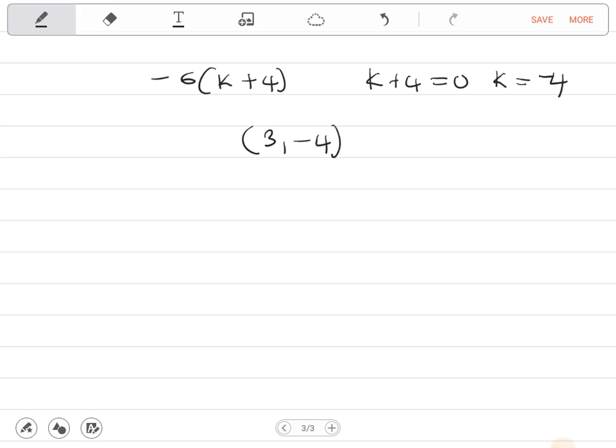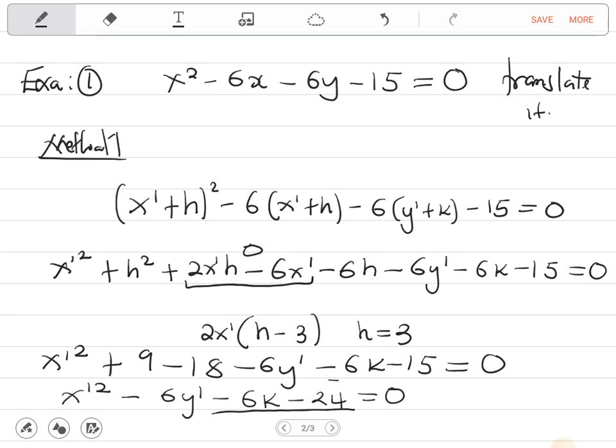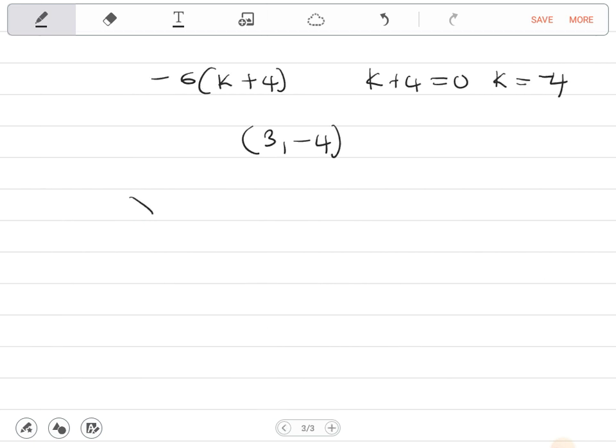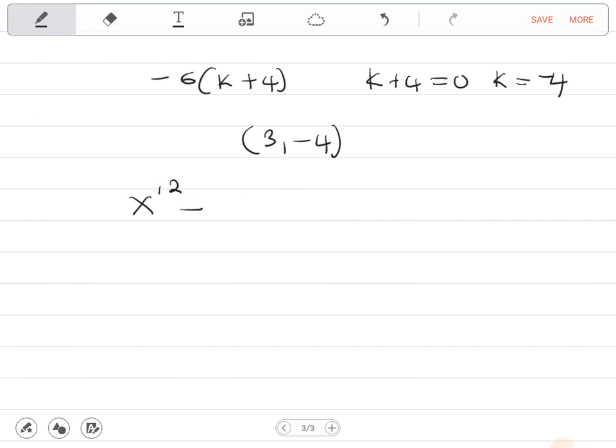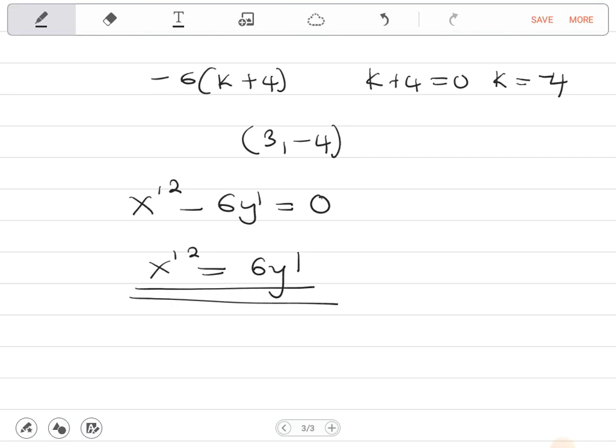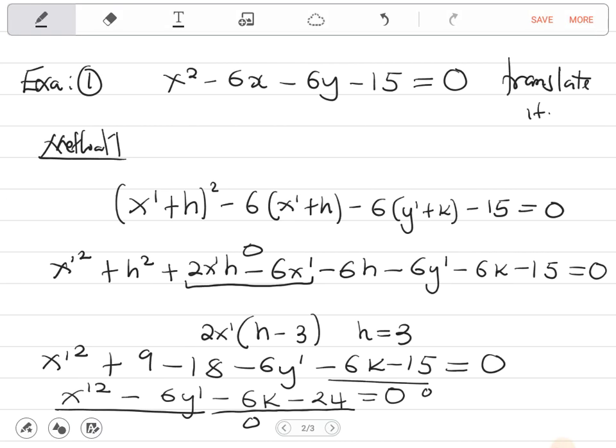Now if I replace k here, I'll end up getting 0. Even here 0, so I'll end up just remaining with this part here. So I'll end up remaining with this minus 6y prime is equal to 0, which will give me this is equal to 6y prime, which is a parabola. Like I said, it's a parabola. You've seen it, huh? So you can manipulate things here.